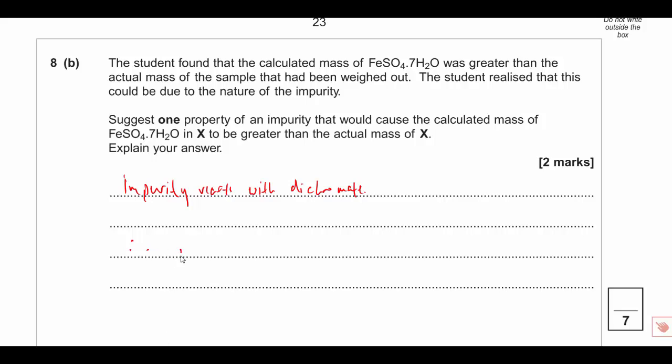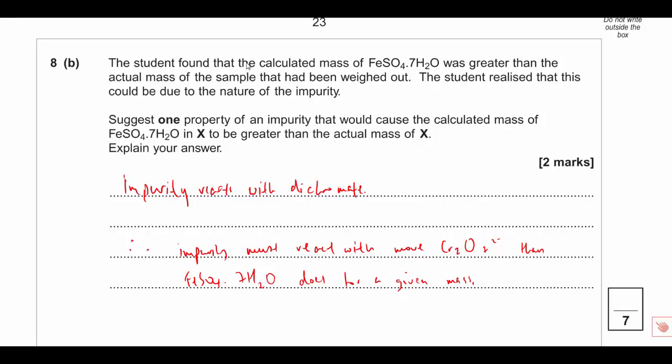If you think about it, the impurity must react with more dichromate, for a given mass, than the hydrated iron sulfate would, to create that dodgy result. That's a horrible, horrible last question, which you'd expect because it's the end of the paper.